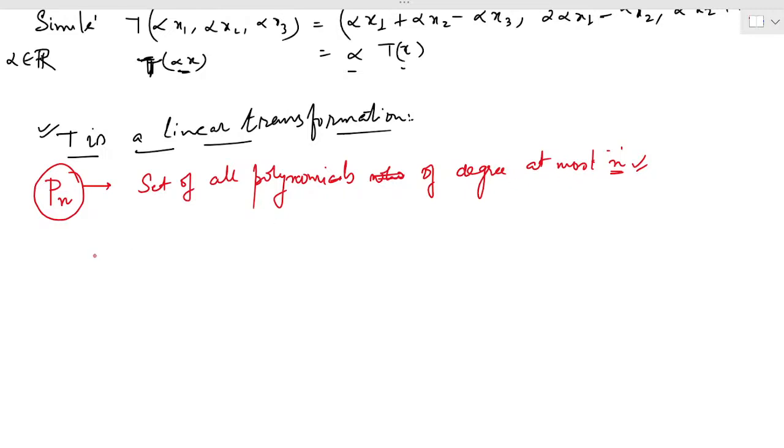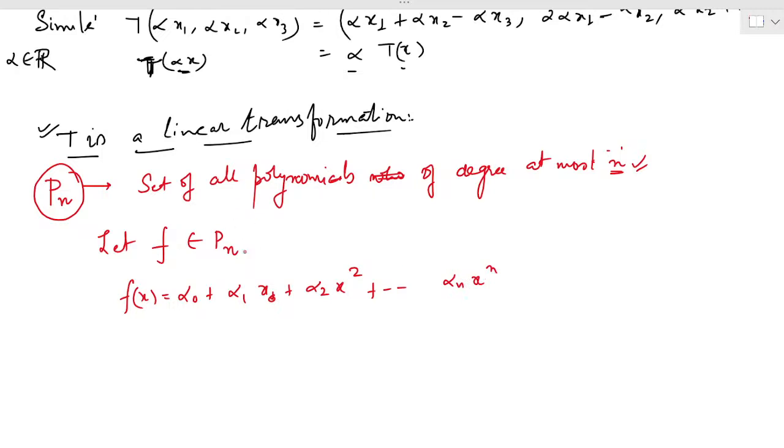Okay, and let us take some polynomial from this Pn given by alpha naught plus alpha 1 x plus alpha 2, I'll take x square better. So what I have taken from this set of polynomials of at most degree n, I have chosen this particular polynomial, and I'm defining an operator D, which is nothing but the derivative.